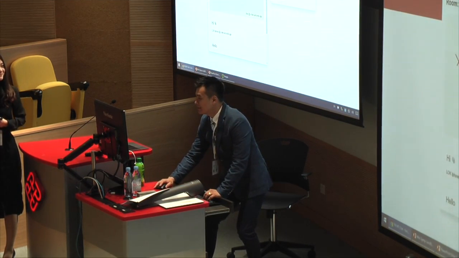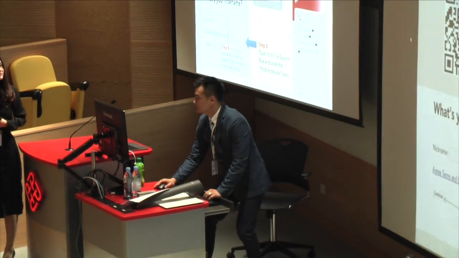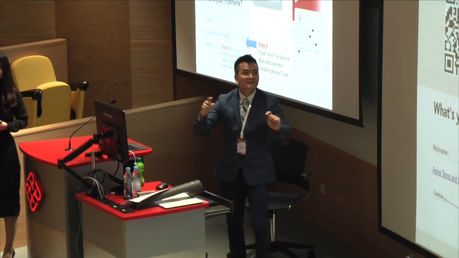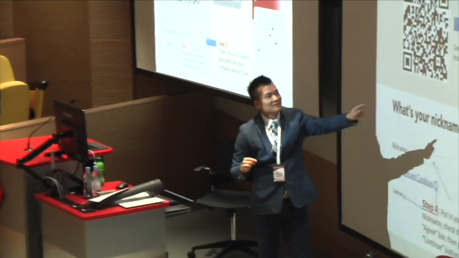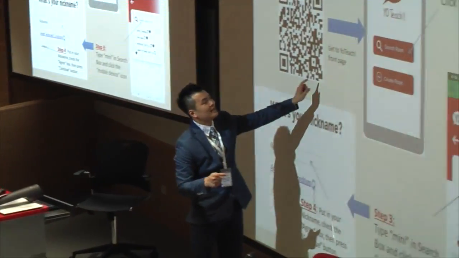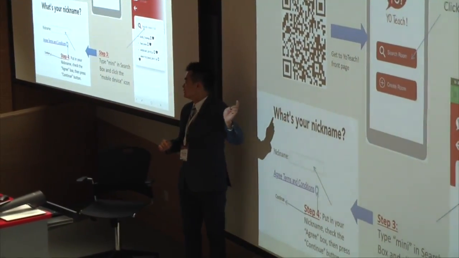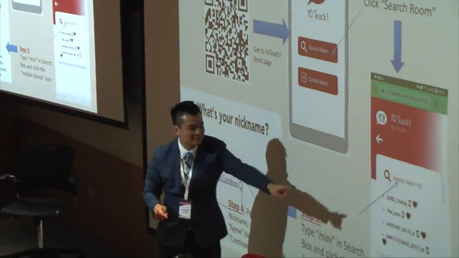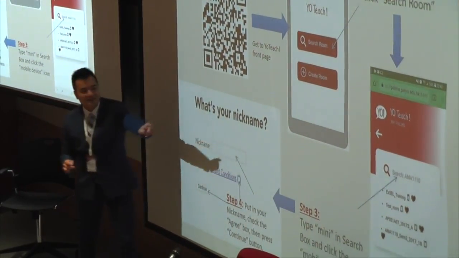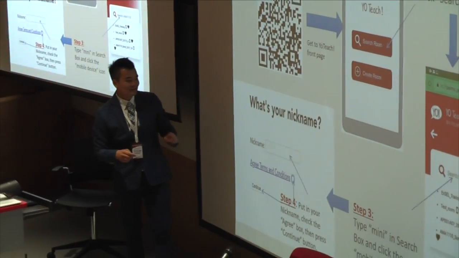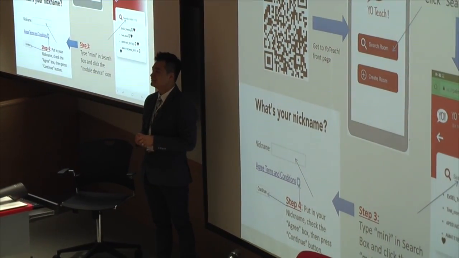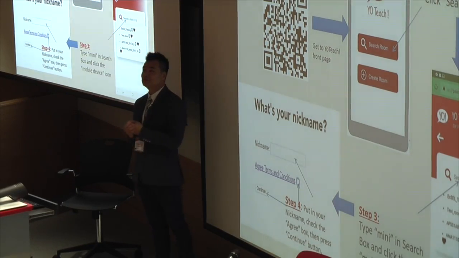So again, how do you get there? This is what your mobile phone looks like. Go to YoTeach, or you can scan the following QR code. Click search room, just type mini in the search for the room. And then enter your nickname, click agree, click continue, and you're in the room. Okay?